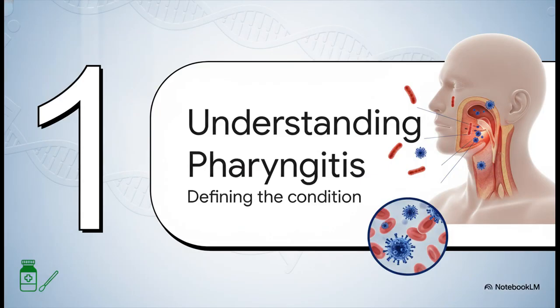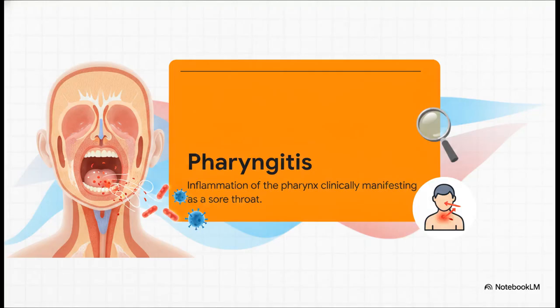Starting off with Section 1, Understanding Pharyngitis. So before we get into the heavy diagnostic algorithms, let's just ground ourselves. Pharyngitis is simply inflammation of the pharynx, which, as we all know, walks through the clinic door as a sore throat. It's super straightforward, right? But keeping this basic physiological reality in mind really helps anchor everything we're about to discuss.